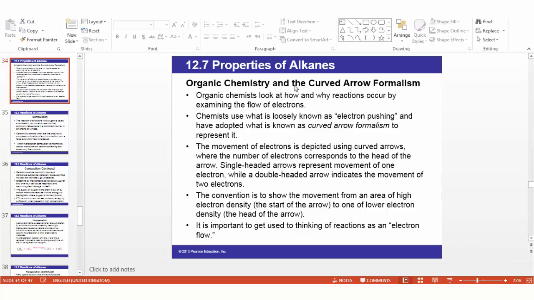Section 12.7 Properties of Alkanes, Organic Chemistry and the Curved Arrow Formalism. Organic chemists look at how and why reactions occur by examining the flow of electrons, and the flow of electrons is represented by a curved arrow. If it is in one direction, it's one electron; two directions, two electrons. The convention is to show the movement from an area of high electron density to one of lower electron density: the start of the arrow to the head of the arrow. It is important to get used to thinking of reactions as an electron flow.